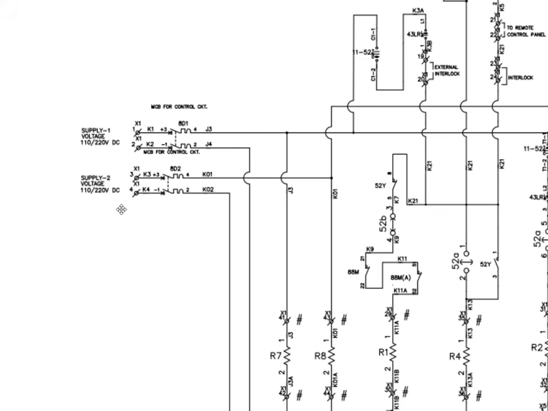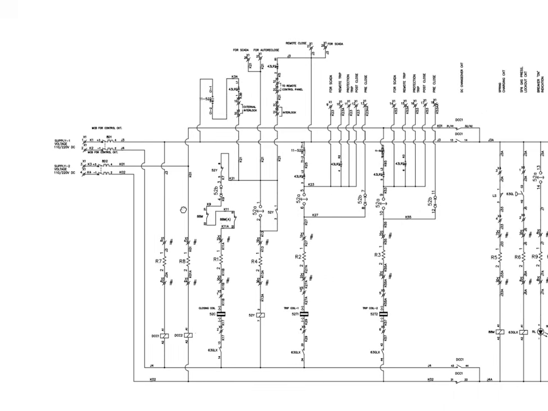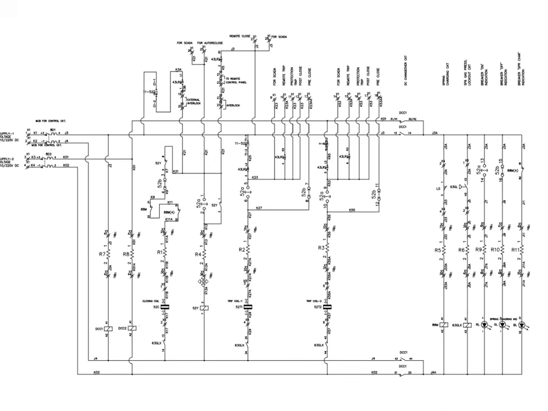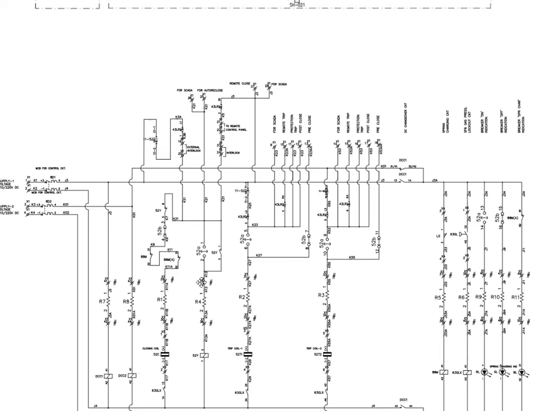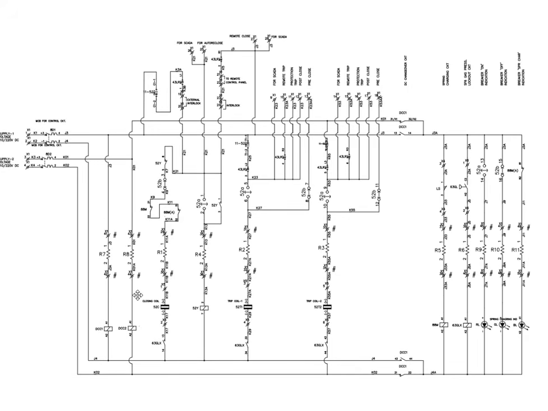This is the breaker drawing. I'll zoom out a bit and show you what it is in the drawing. On this page you'll find the tripping circuit and closing circuit. This is T1, T2, and this is the closing coil. This is, I think, the anti-pumping device, and this is trip 1, this is trip 2.